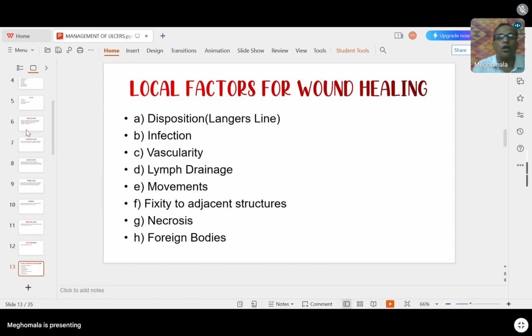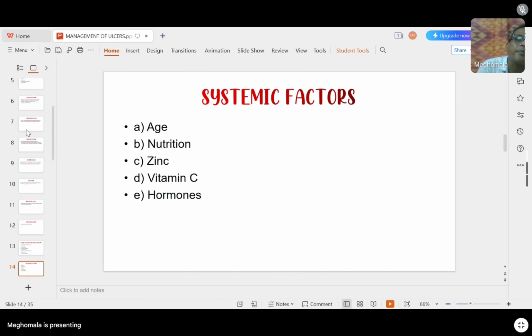So with any sort of foreign body, specifically in case of street accidents, different sorts of mud and stones are implanted in the wound, and if you do not properly toilet it, the wound never heals. Then systemic factors. All of us know, the younger the age, the better the wound healing.